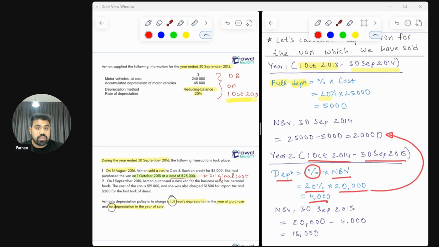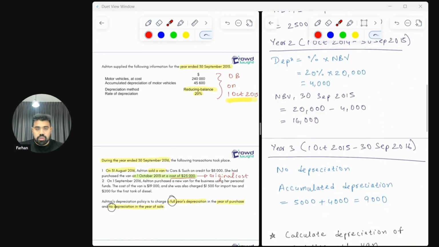Therefore, if we want to calculate the net book value now at the end of year two, which is at 30 September 2015, it's the net book value that we had at end of year one, which was 20,000, minus the depreciation that we have calculated again for year two, which was 4,000, and that would give us 16,000. Okay? All right.